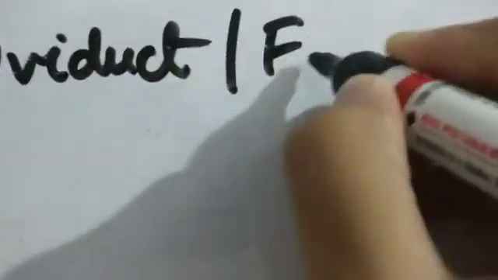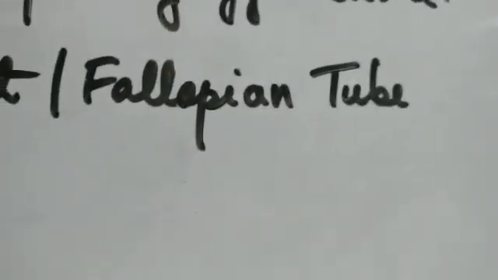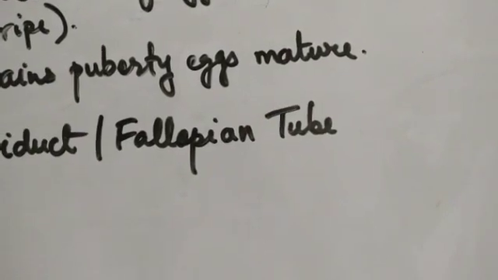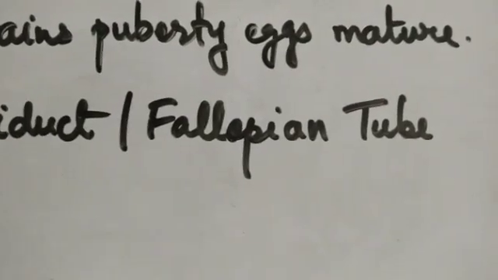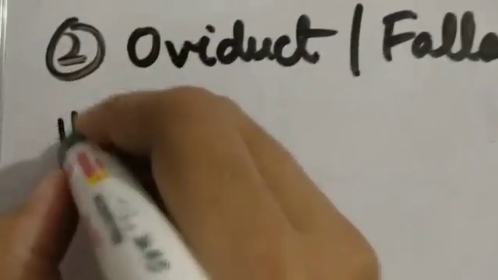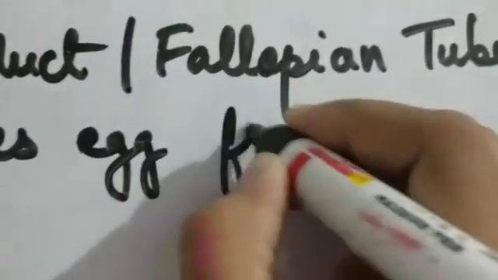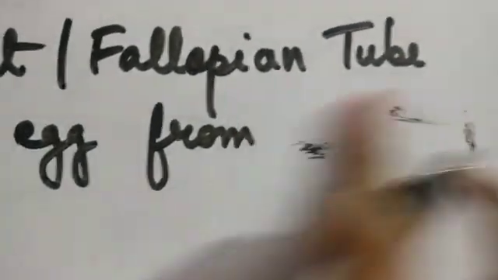So second is the oviduct or fallopian tube. What does it do? It facilitates the movement of eggs from the ovary to the uterus. It moves the egg from the ovaries to the uterus.